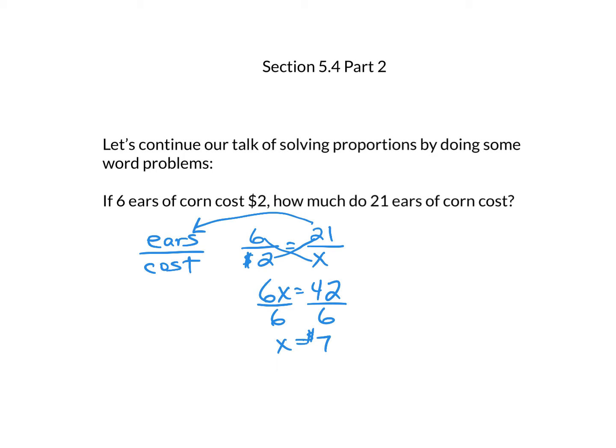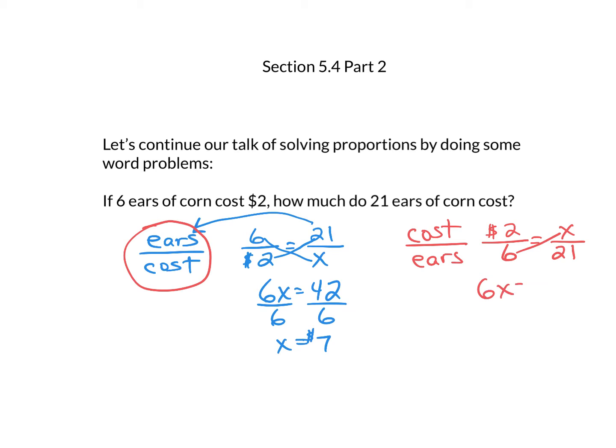One thing I do want to make sure of: I wrote ears over cost. You could certainly also do it by putting the cost over the number of ears. It's not going to matter. Now I would have $2 on the top, and the number of ears would be 6. On the other side, I still have 21 ears, because that's the question, and I don't know the cost. When I do it, I get exactly the same thing: 6x is equal to 42, x is equal to 7. So it doesn't matter which one.